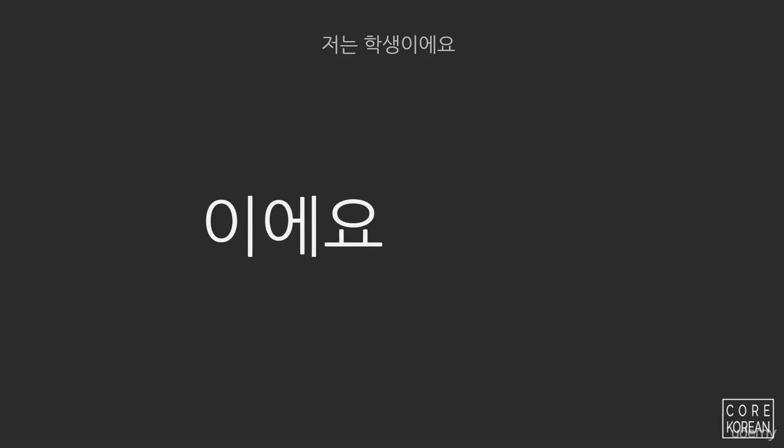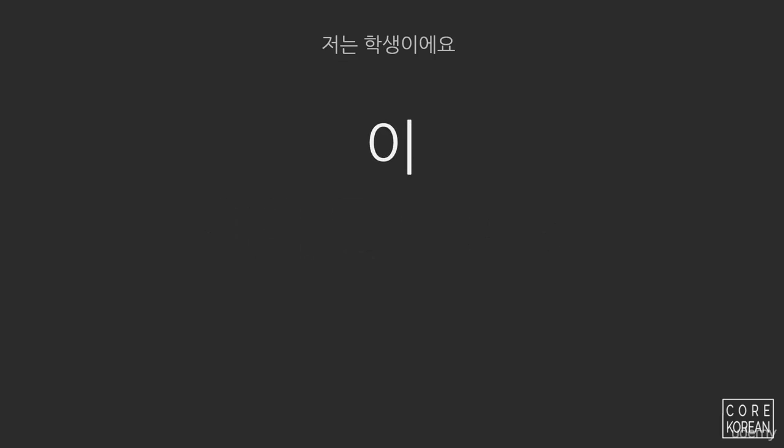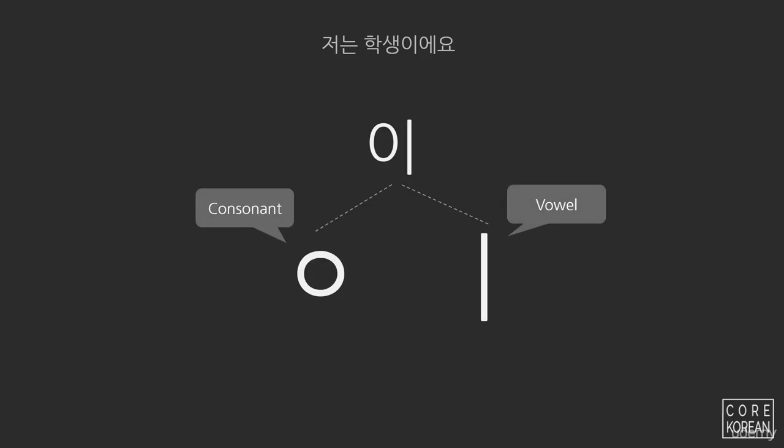Next word is 이에요, which means am. Repeat after me. 이에요. 이에요. This character is pronounced 이. It consists of two parts, a consonant and a vowel. This one is a consonant and this one is a vowel.